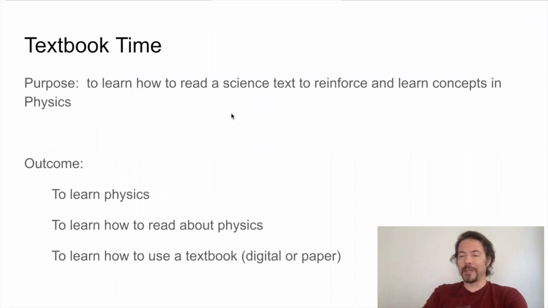We are going to ask you to read a digital textbook this year. There may be some paper texts once we go back to class in person, but until that point, they will all be digital. So our purpose is to learn how to read a science text to reinforce and learn concepts in physics. As a result of doing this, you should learn some physics. You should learn how to read a physics text. You should also learn how to use a textbook, whether it's digital or on paper. So those are our goals for you with a textbook time assignment.